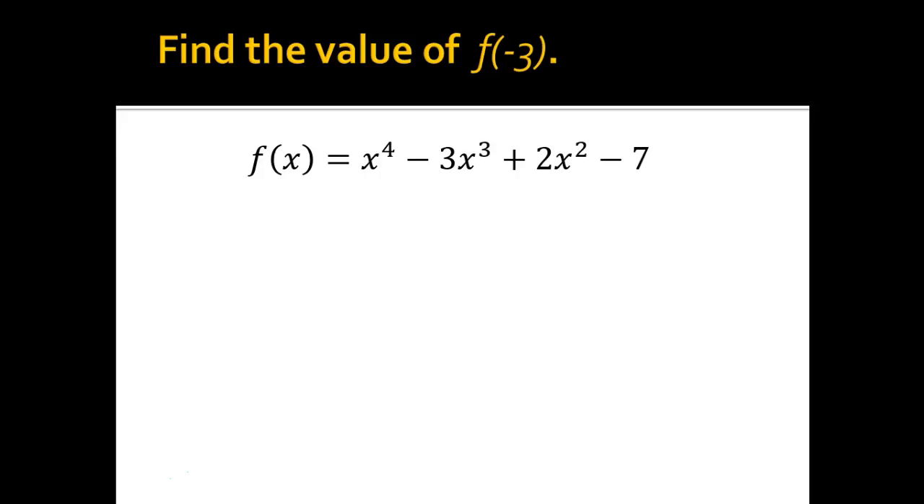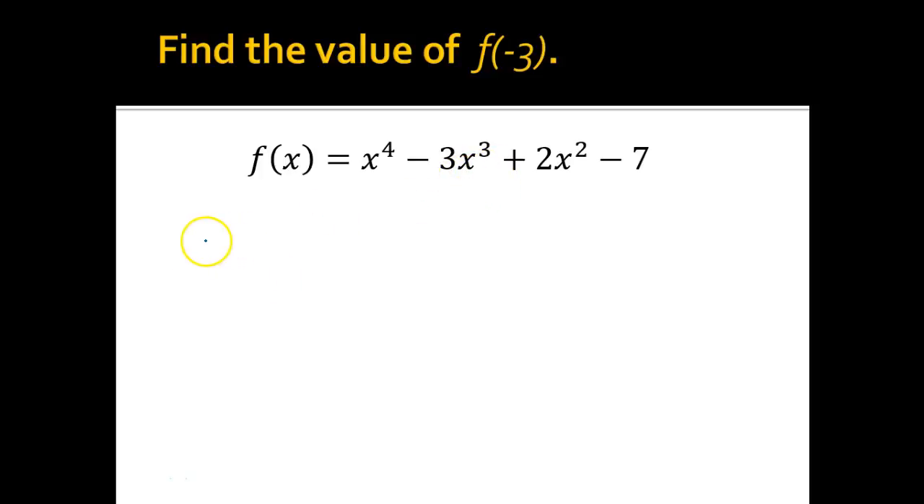Okay, that was a twofer. Let's move on to this one. Find the value of f of negative 3. Now, frankly, you can get the answer here just by plugging in x equals negative 3 into this function. So you could do negative 3 to the 4th power minus 3 times negative 3 cubed plus 2 times negative 3 squared minus 7, and you get the answer.